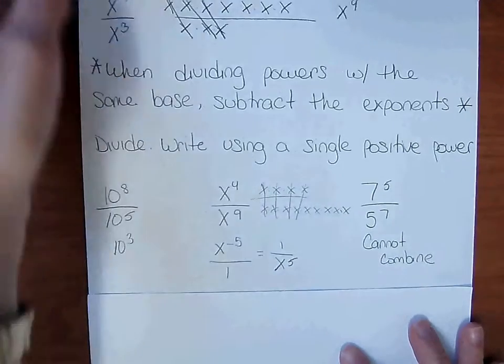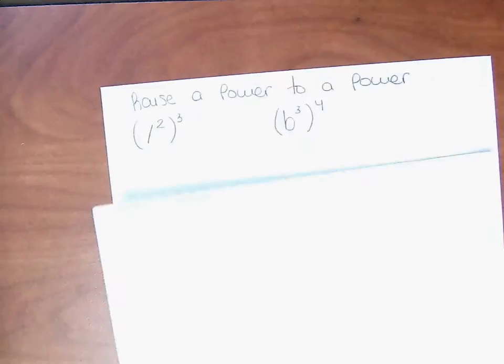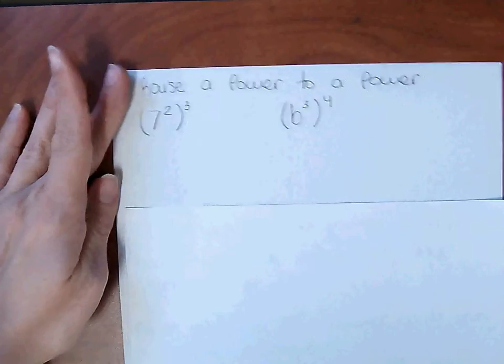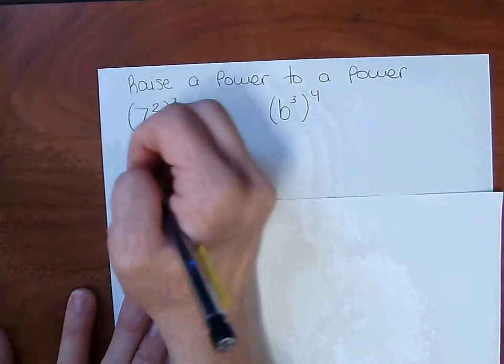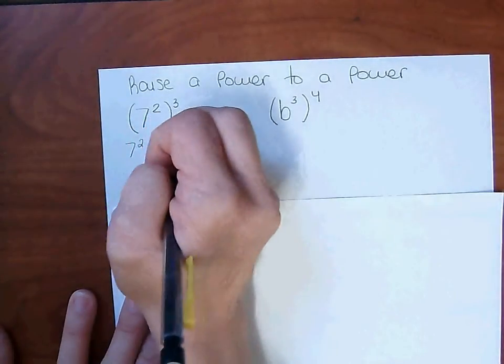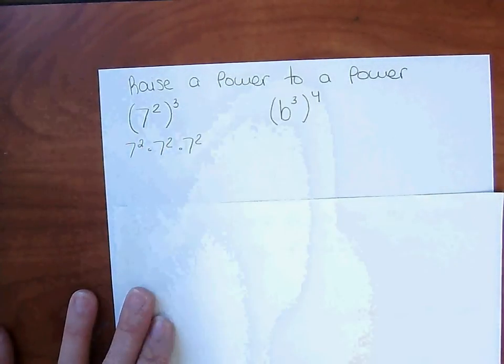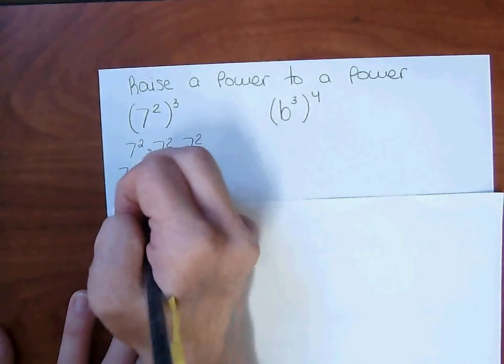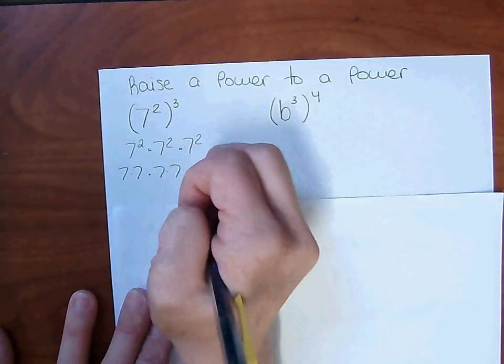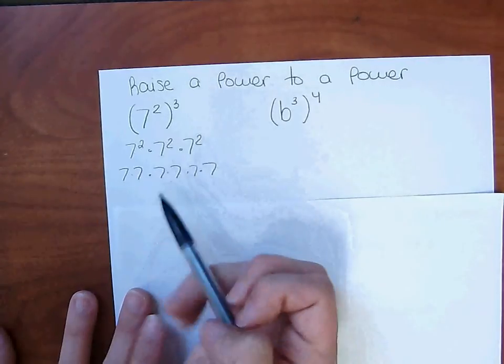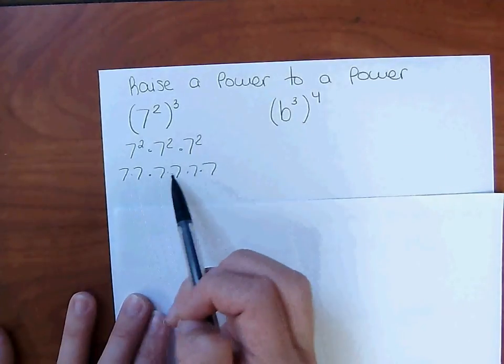Our last law is raising a power to a power. So 7 squared to the 3rd. That means 7 squared times 7 squared times 7 squared. List it out, that's 7 times 7 times 7 times 7 times 7 times 7. The base of 7 is repeating 1, 2, 3, 4, 5, 6 times.